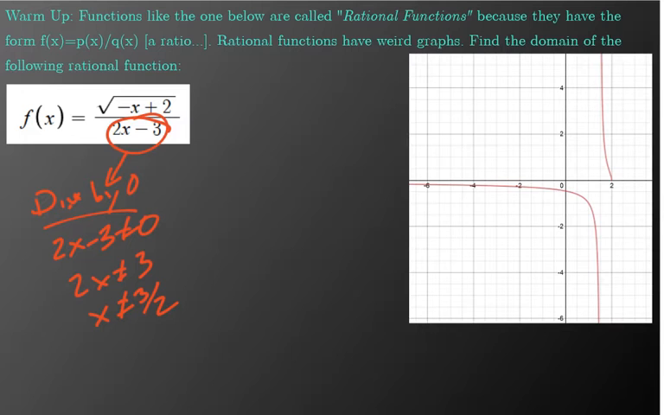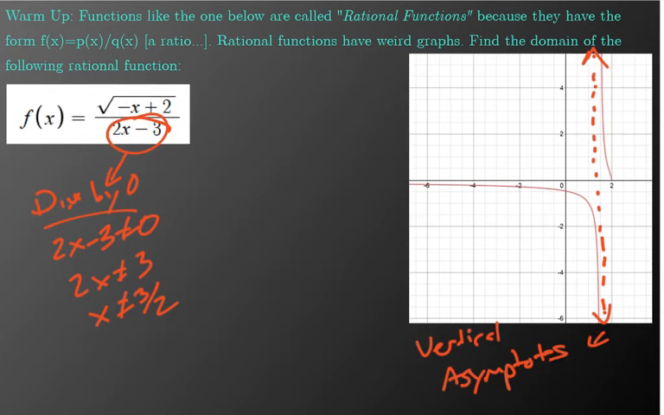And actually, we can put that in the picture. What we're going to find in this unit is that there are these vertical asymptotes. They're basically a line that the graph gets really, really close to, but doesn't touch. And there's one here at x equals 3/2. So that's one of them.